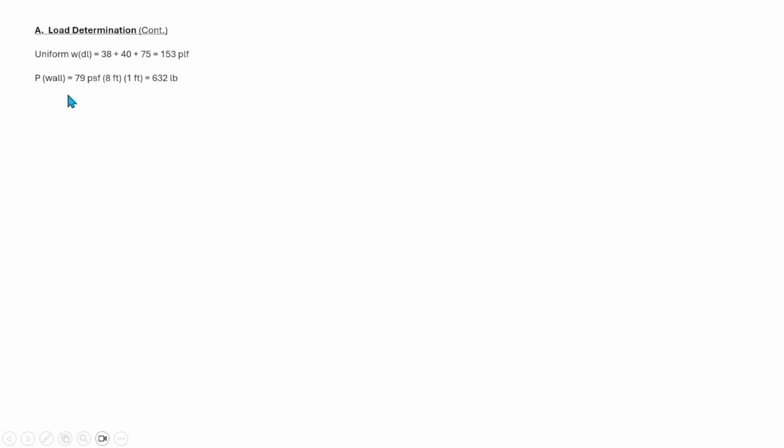For the load P, which is due to blockworks, that is 79 psf, this is the unit weight of the blockworks, 8 inches thick, times the height of 8 feet, that is equal to 632 pounds. The uniform live load is equal to 50 psf, and that is equal to 50 plf.